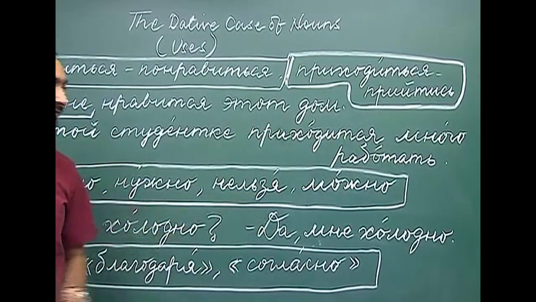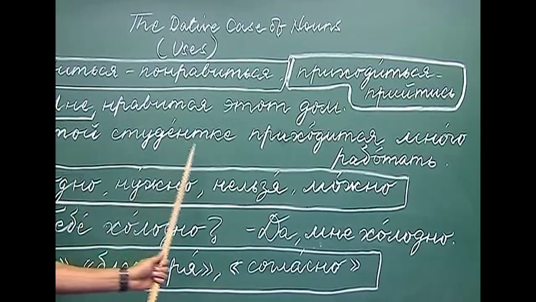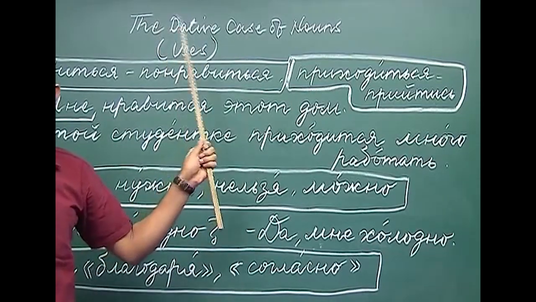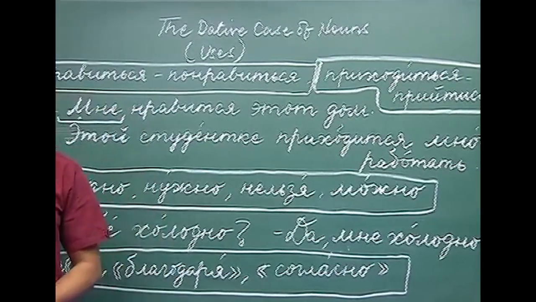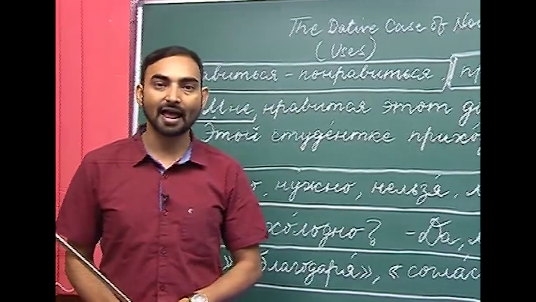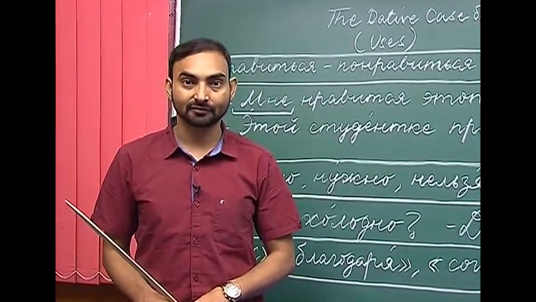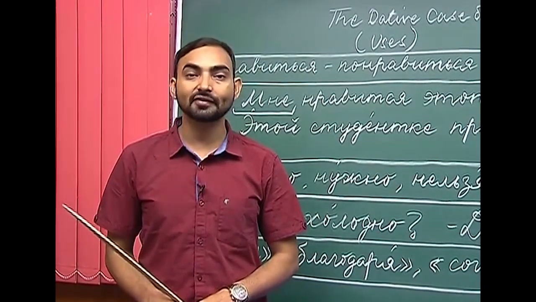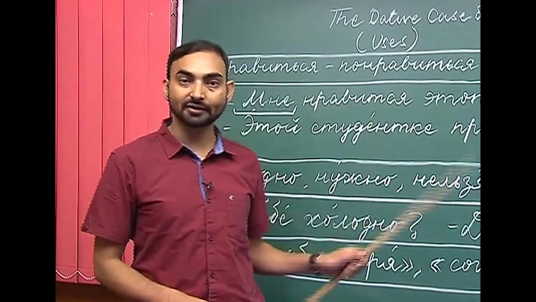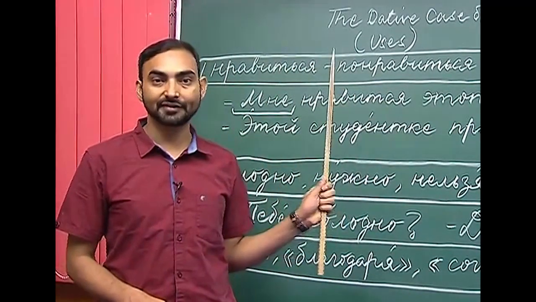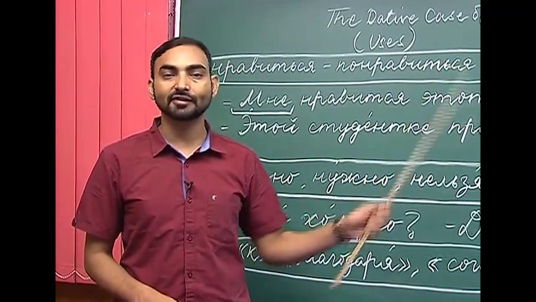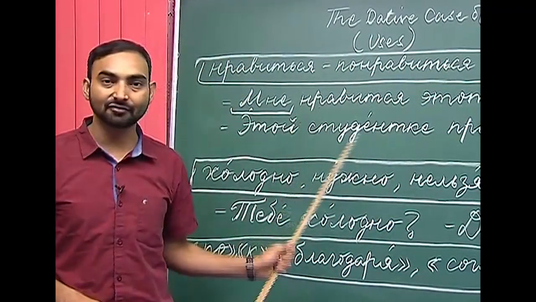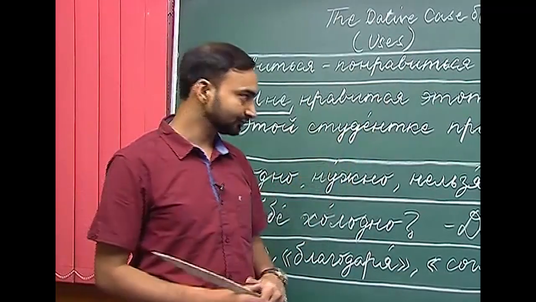So, here again этой студентке is in the form of dative case. So, this student has to work a lot. We have also discussed that a subject has to be in the nominative case. So, that is why I am saying the logical subject. Here it is not the ideal subject which is in the nominative case, but the logical subject. So, logically these are the subjects, but they are in the form of dative case.